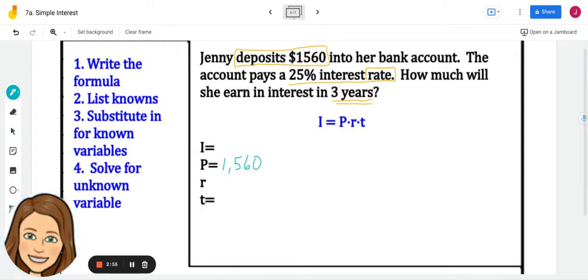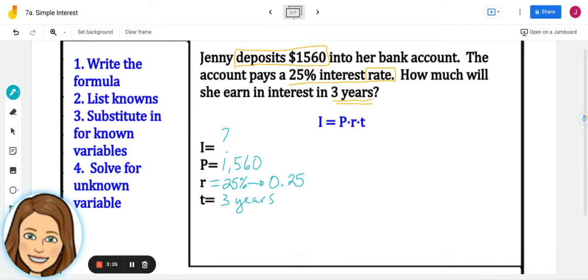Interest rate, that's our rate, 25%. And we know from our percents unit that percents need to be changed to decimals before we can do our math with them. So 25% as a decimal is 25/100ths. And then 3 years represents our time. So what are we looking for? We're looking for that interest. How much will she earn?